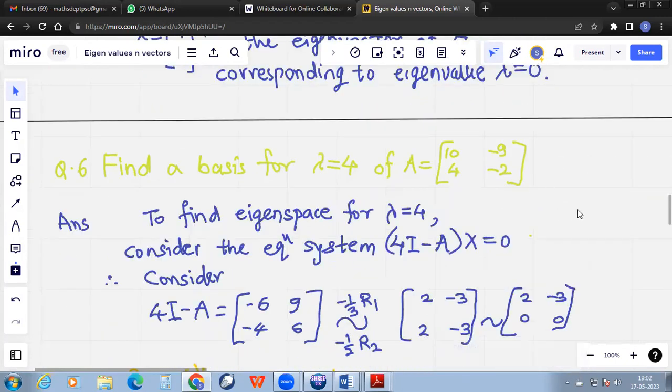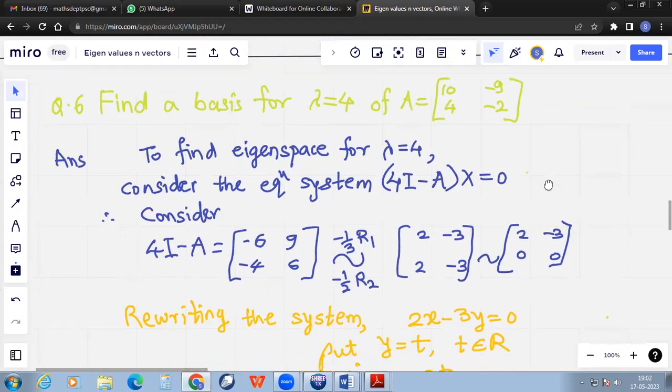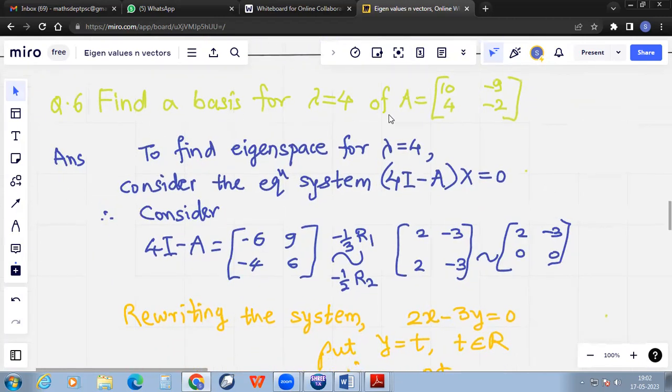One more question. The question says, find a basis for lambda equal to 4 of A equal to [10, -9; 4, -2]. So what do we do? They have given us lambda equal to 4.